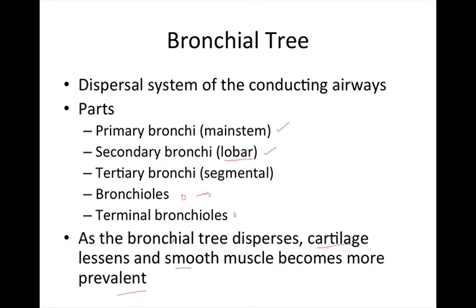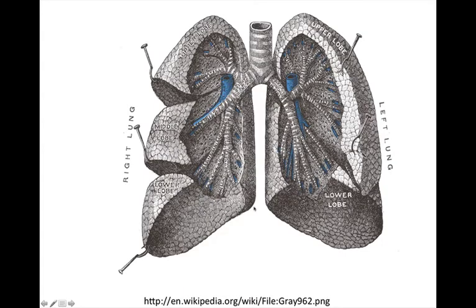Because basically, just like the trachea, there's cartilage that constantly holds it open at all times. And then what's going to happen is the cartilage just starts to become less and less prevalent, and there's more smooth muscle to constrict and dilate and control airflow. All right. So basically, what we have here is a pretty good picture that shows you the bronchial tree.